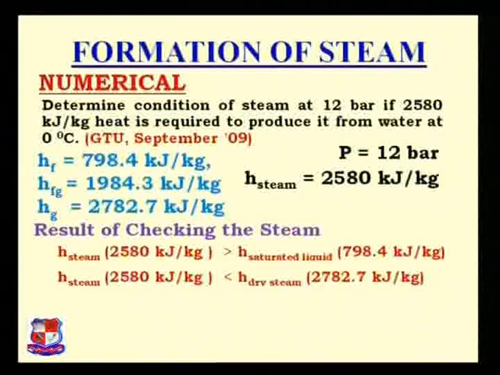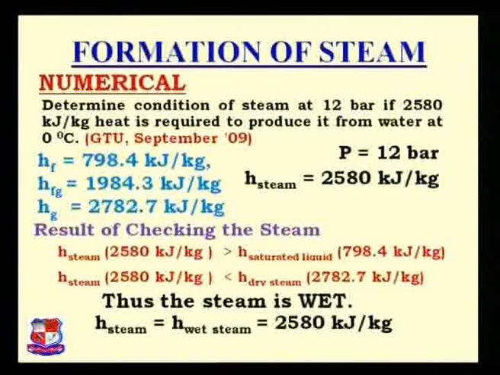So, now let us check the result of the check we have done. The enthalpy of steam is more than the saturated liquid, but the enthalpy of steam is less than the dry steam. It means the given condition of steam is not the saturated liquid, or it is more than the saturated liquid and less than the dry steam. It means the given condition is wet. Thus, as per the given data, the steam is wet, and h steam is equal to enthalpy of wet steam, that is equal to 2580 kilojoule per kg.